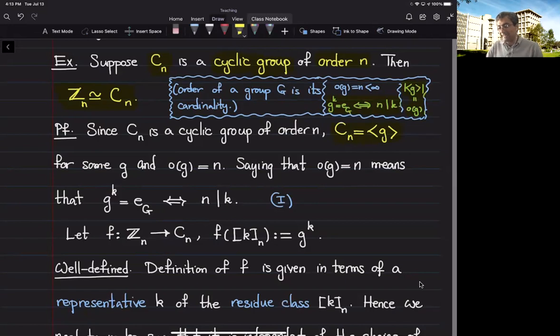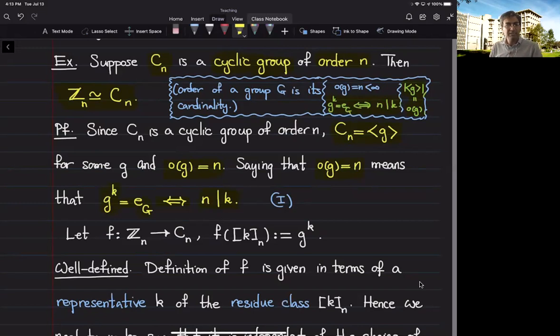So knowing that the cardinality of the cyclic group is n, we can deduce that the order of the element g is n. Now, what does that mean? We said that the order of an element is n, especially when n is finite. That means g to the k is the neutral element precisely when k is an integer multiple of n. Okay, now have this aside.